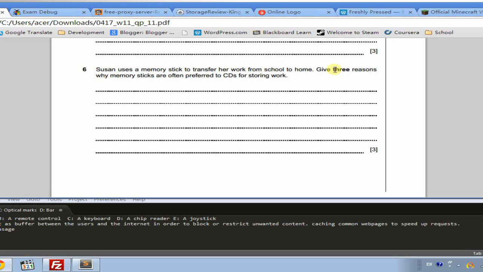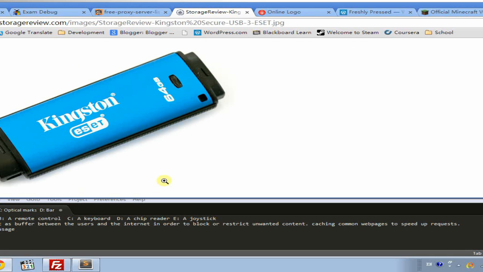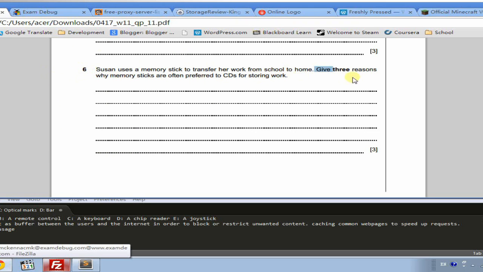So 3 answers. So first thing, we have to be clear on memory stick. What is a memory stick? One of these, a USB drive. So a memory stick versus a CD. Hopefully you all know what a CD is. So we have to just give 3 basic ideas as to why memory sticks are better. So when you get this kind of question, if you can't think of an answer, just think about what you do in real life. Would you use a CD or would you use a memory stick? Try and think about why would you do that.